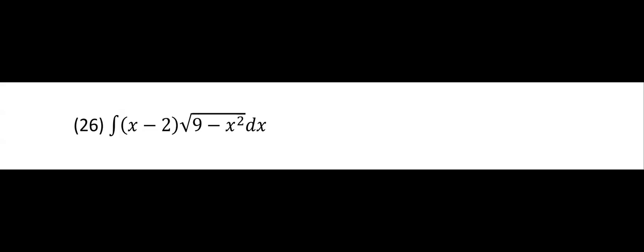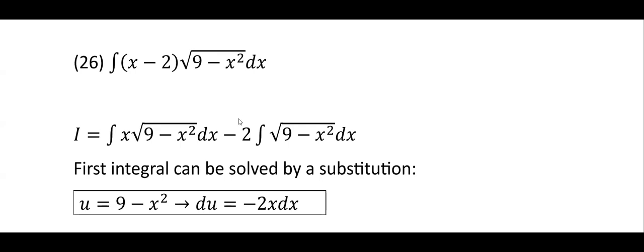How do we approach this? This is a weird looking integrand. I personally have never seen something like this before, but no need to be intimidated by this. It's actually not bad at all. We can first distribute the square root term to both the x and the 2, and then split up the integral.